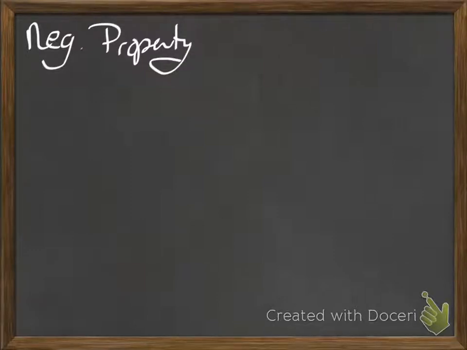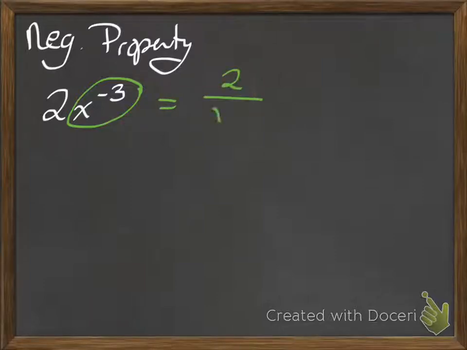Okay, the negative property. So, if I have something like 2x to the negative third, that means whatever's being raised to the negative power changes from numerator to denominator. So that would be 2 divided by x cubed. Anything that's got a negative power automatically changes from numerator to denominator, or denominator to numerator. And I'm about to show you the other way here in a second.